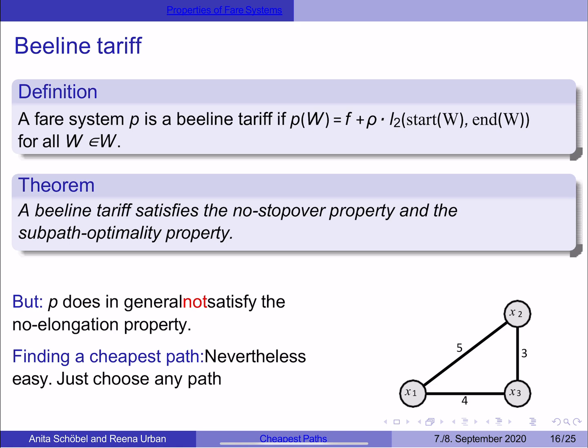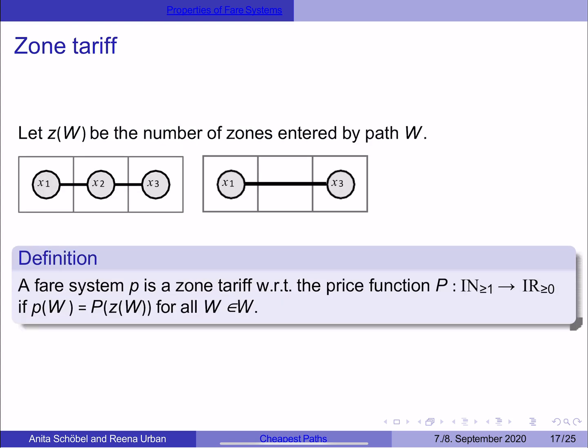But if you would buy a ticket from x1 to x3 and travel the path x1, x2, x3 and just get off on x2, then you would save money, namely the ticket price from x1 to x3 is only 4, although you traveled to x2. Nevertheless, finding a cheapest path is easy. We can again just choose any path because all paths with the same origin and the same destination cost the same. It's getting more complicated with zone tariff systems.